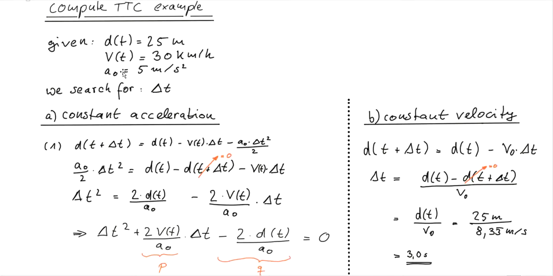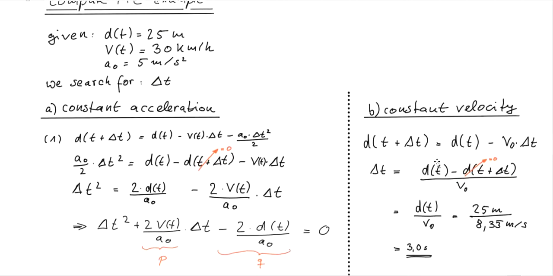It means the green car, right? And acceleration: right now they have a constant acceleration of 5 meters per second squared. If we apply a constant velocity model, we don't care about acceleration, we just apply the formula and calculate the time to collision, okay? 3 seconds. It means after 3 seconds the two cars collide.